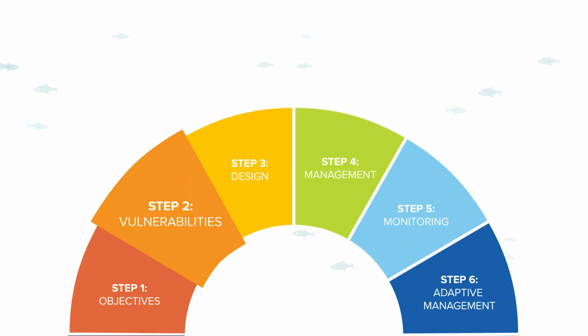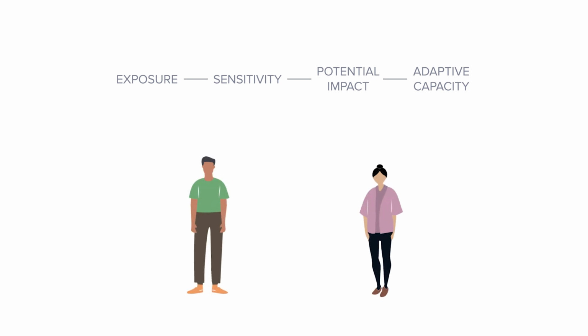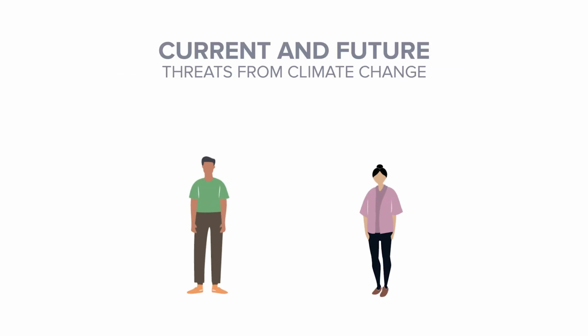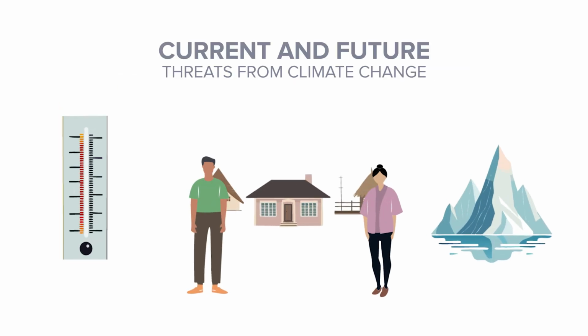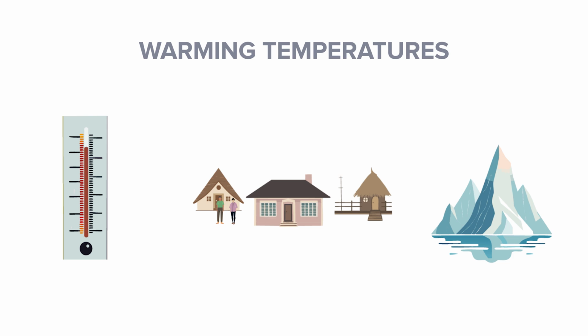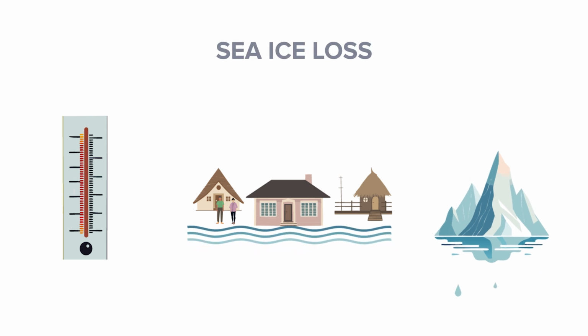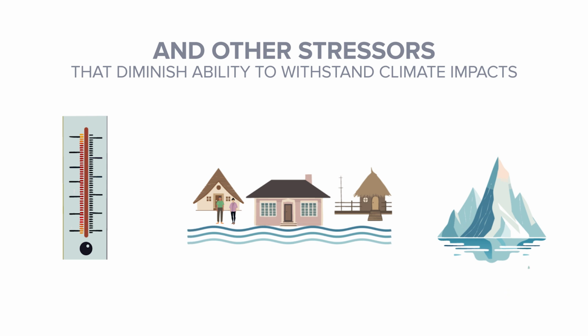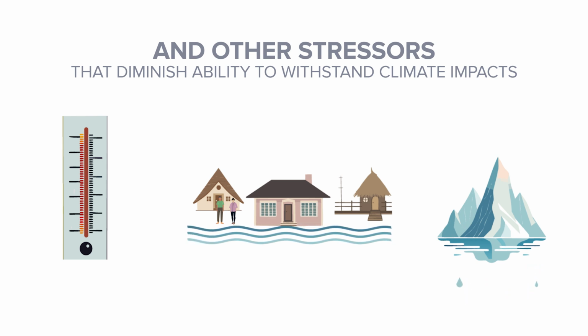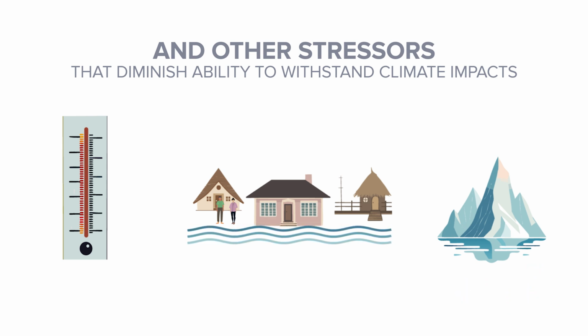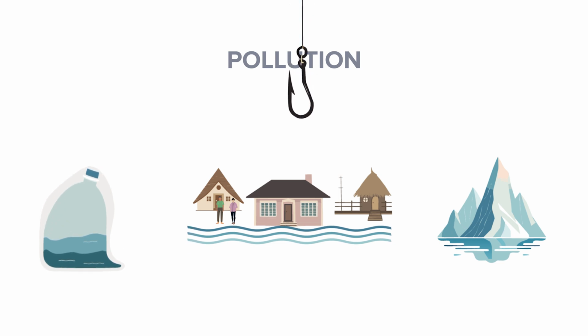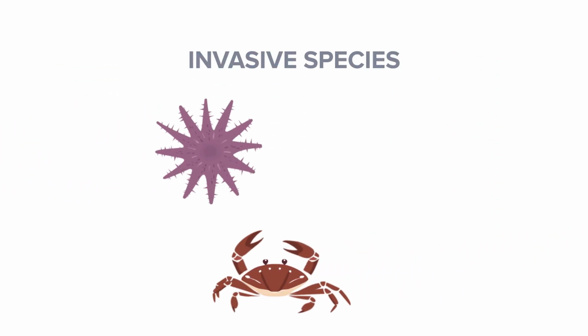Step 2. Vulnerabilities. When performing vulnerability assessments, managers should aim to understand current and future threats from climate change, such as warming temperatures, sea level rise, and sea ice loss, as well as other stresses that diminish the ecosystem's ability to withstand climate change impacts, like pollution, fishing, and invasive species.